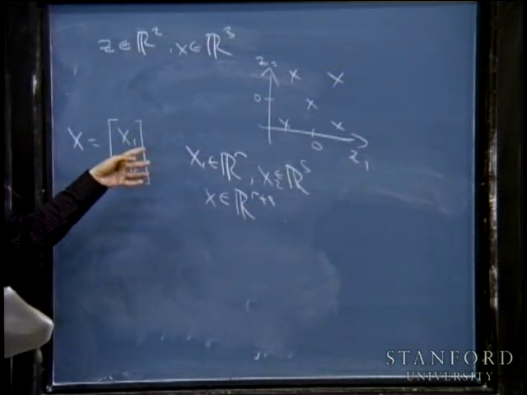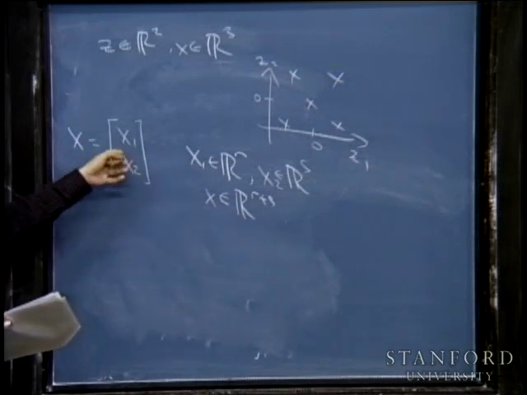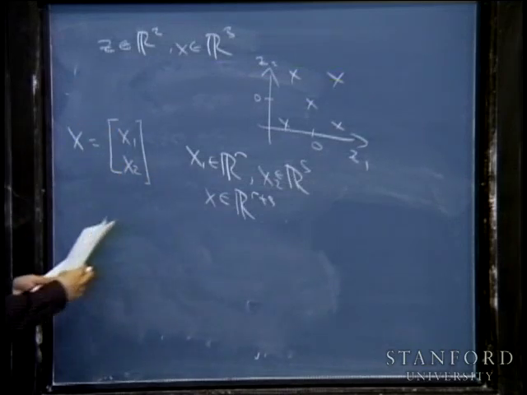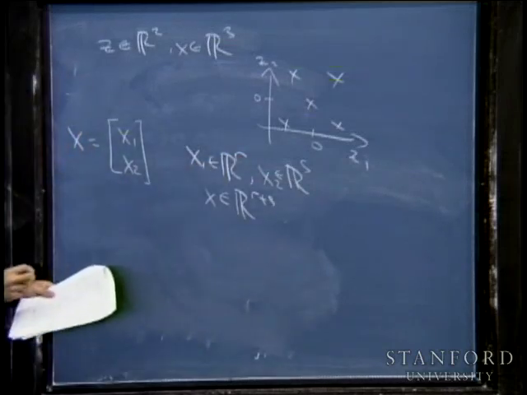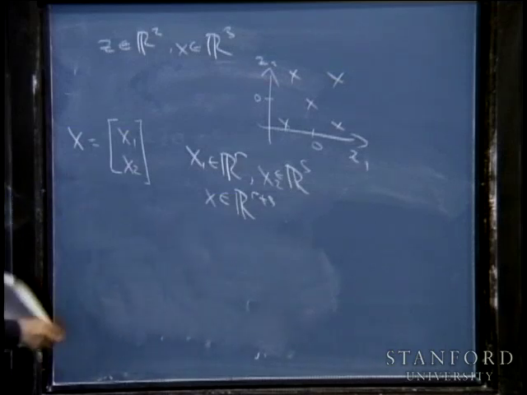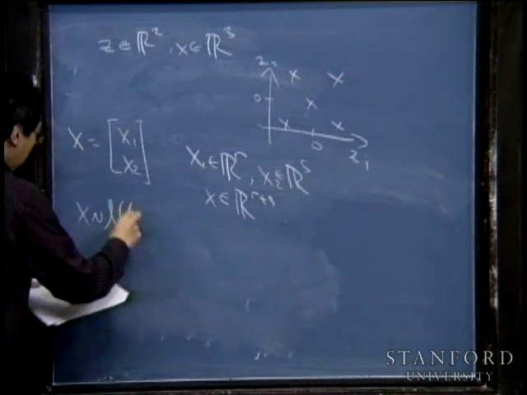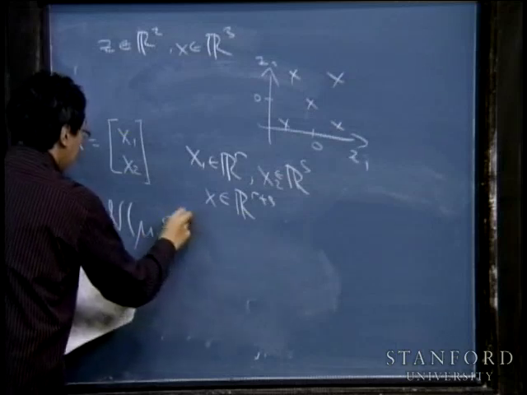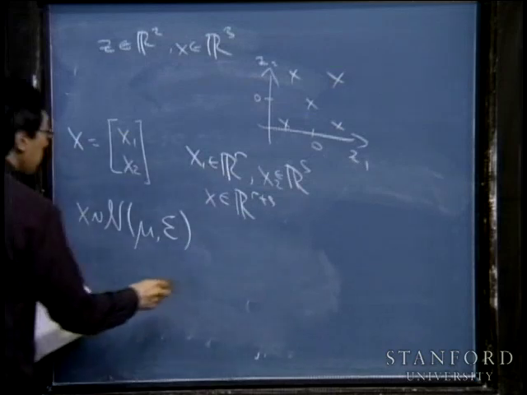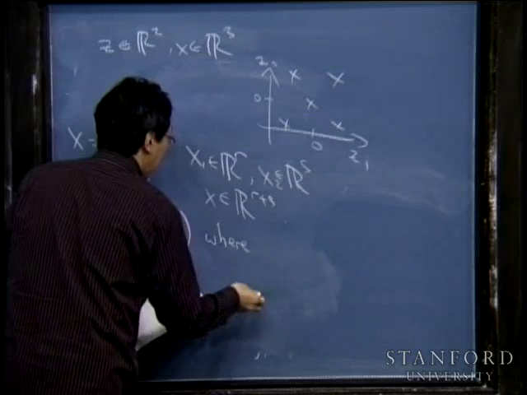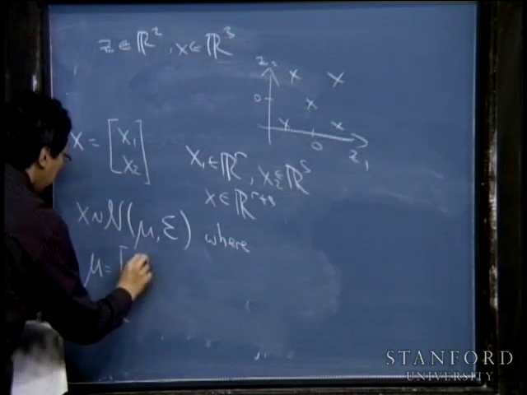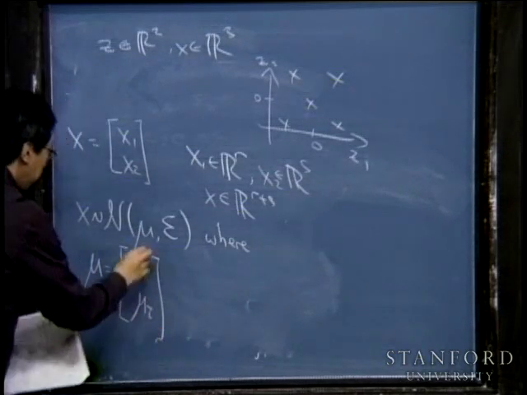I'm using this notation to denote taking a vector and partitioning it into two halves: the first r elements followed by the last s elements. So let's say you have x coming from a Gaussian distribution with mean mu and covariance sigma, where mu is itself a partitioned vector. So break mu up into two pieces, mu1 and mu2.